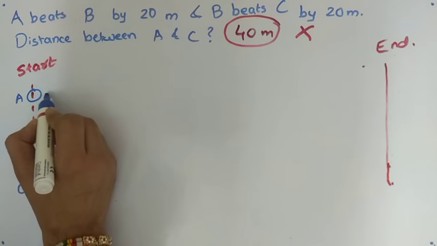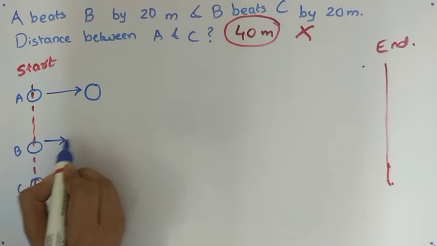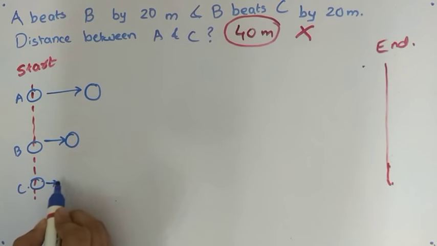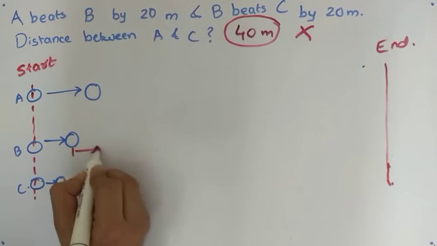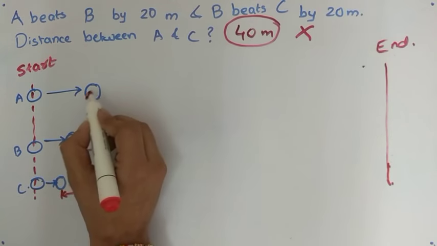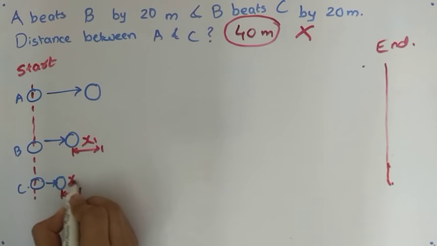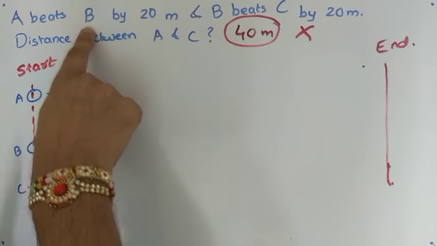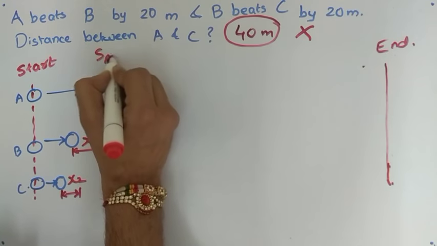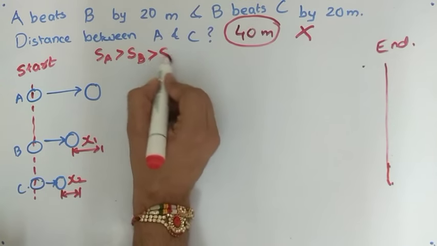So A, suppose, moves to a next position here. What is the distance between these two, and the distance between A and B? Let us mark the distance between A and B as x1 and this one as x2. Now you should imagine that if A is beating B, then the speed of A should be greater than the speed of B. And if B is beating C, then the speed of B should be greater than the speed of C.